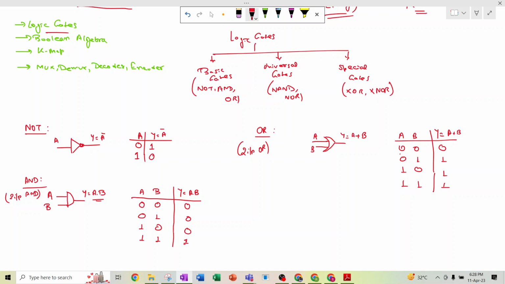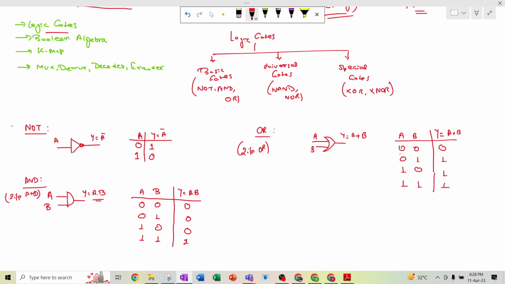This means that the output of the OR gate will be 0 if all the inputs are 0. Remember this. And the output of the OR gate is 1 when any one of the inputs is 1. Got it, right?